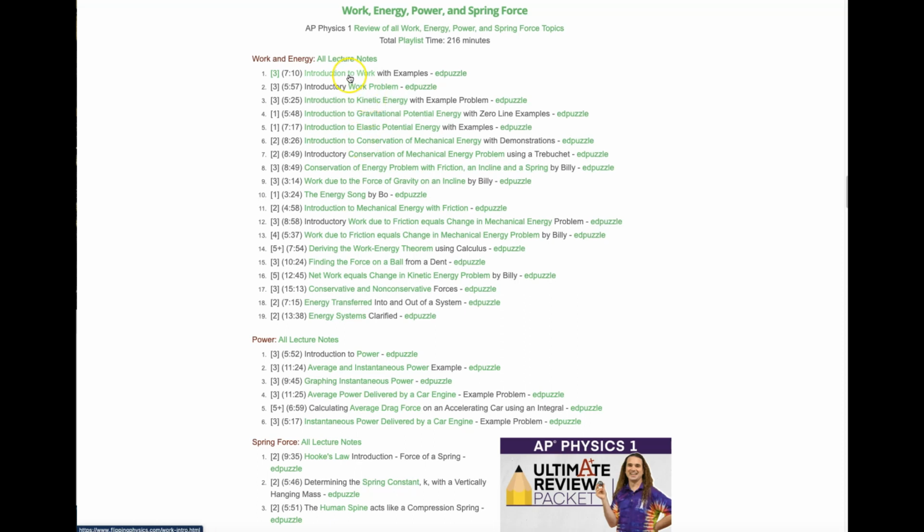But you can also learn about work, look at an introductory work problem, look at kinetic, gravitational, and elastic energy. Those are the three that we've been dealing with. And then look at conservation of energy. Here's another one on conservation of energy. Here's one with friction on an incline. So all of these would be really good, I think, to help you understand what's going on with those. If you look at some of those, you don't have to watch the whole thing.